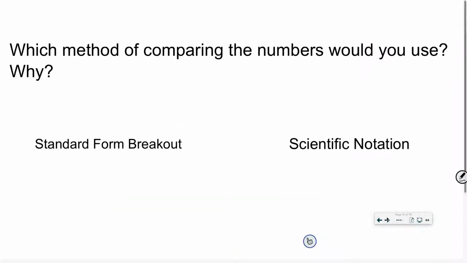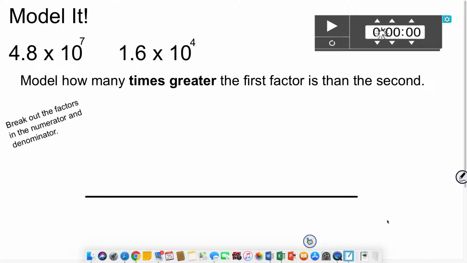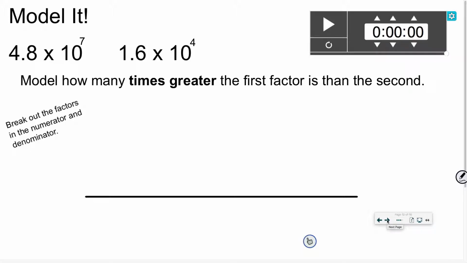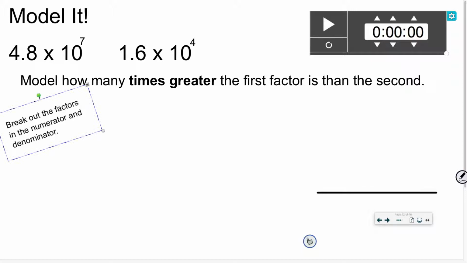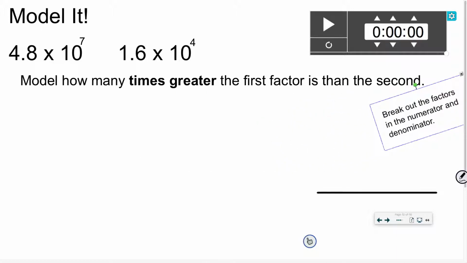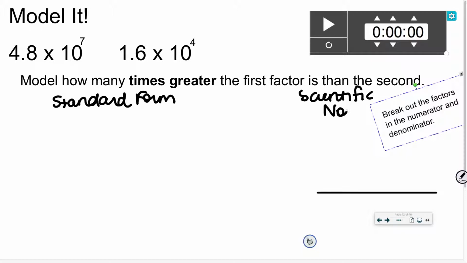So I'd like for you to try 4.8 times 10 to the 7th and 1.6 times 10 to the 4th. I would like for you to show how many times greater 4.8 times 10 to the 7th is compared to 1.6 times 10 to the 4th. You're going to do this two ways. I would like for you to break it out in standard form. And then I'd also like for you to do it with the numbers still in scientific notation. The order does not matter.